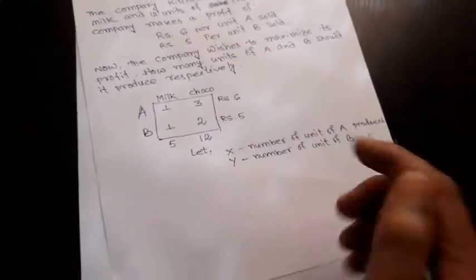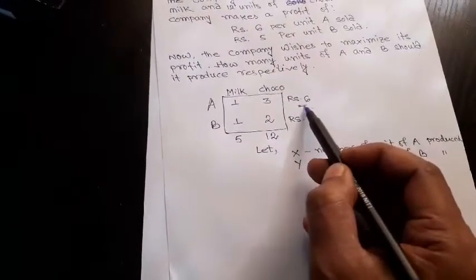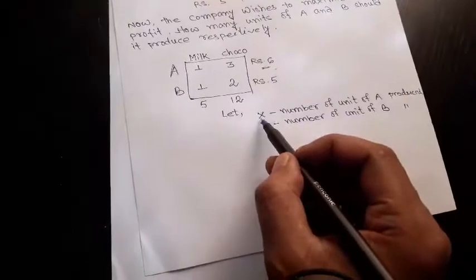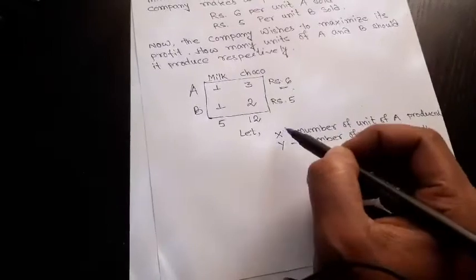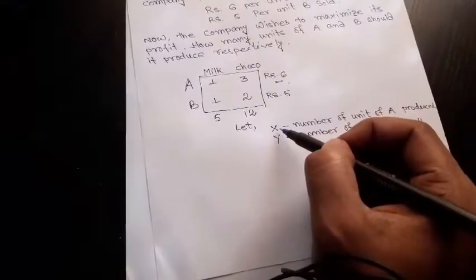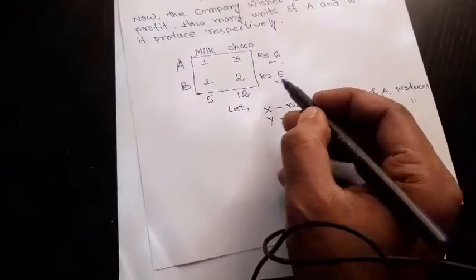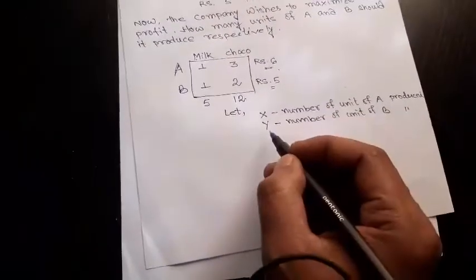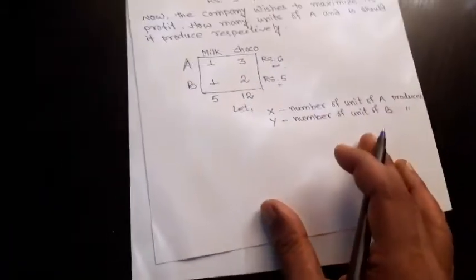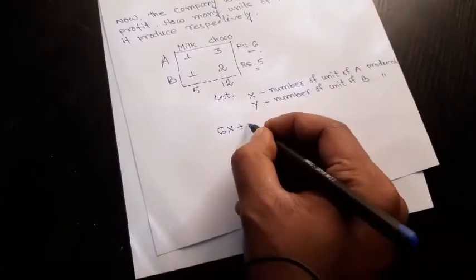Now per unit of chocolate A sold makes a profit of rupees 6. If we consider that a total of X units of A is produced, then the total profit will be 6x, 6 multiplied by the number of units of A produced. Similarly, to produce 1 unit of B gives a profit of rupees 5. Here we assume the total number of B produced is Y, so the total profit will be 5y. So our profit will be 6x plus 5y.